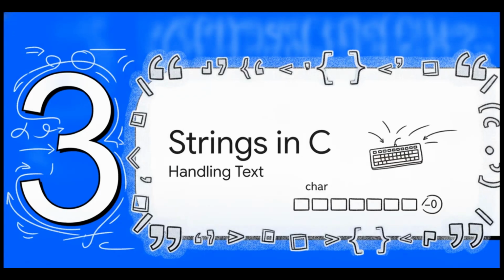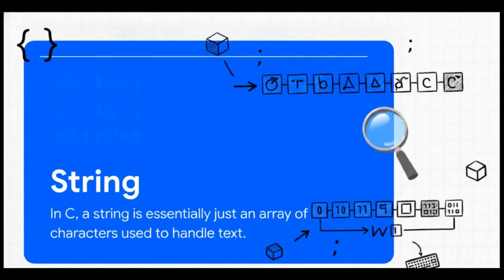All right, moving right along to part 3, strings, handling text in C. So dealing with numbers is great and all, but what about text? This brings up a genuinely fascinating question. How do you handle text in a programming language that doesn't actually have a built-in text variable? Well, the answer is brilliant in its simplicity.